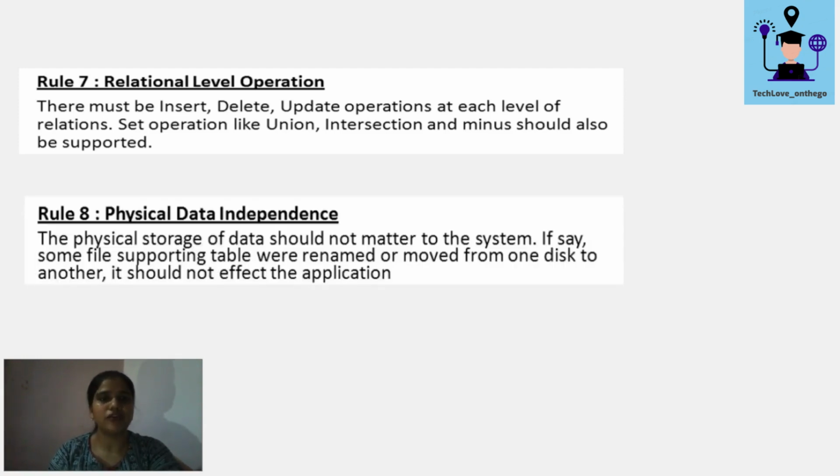Rule number 8, physical data independence. The physical storage of the data should not matter to the system. That means if I am changing some disk or transferring data from one physical storage to another physical storage, that should not affect the accessing of the data by my user.